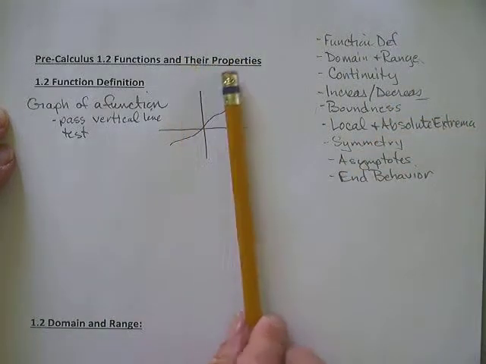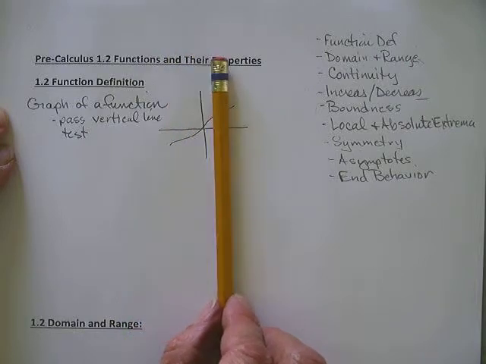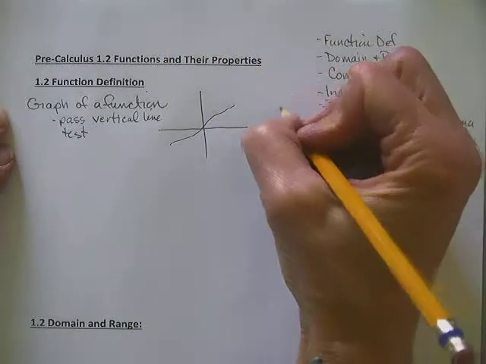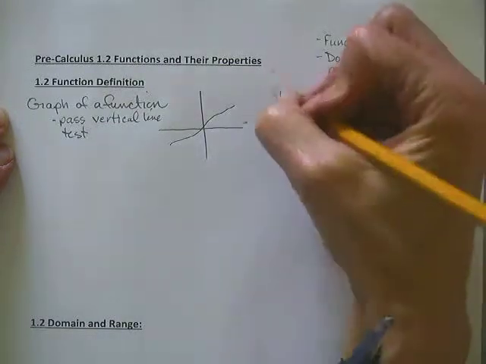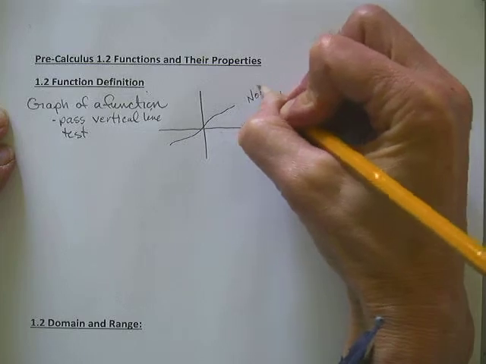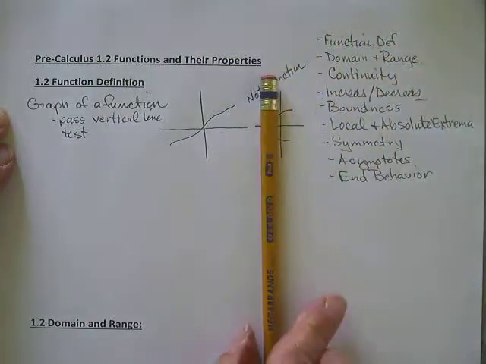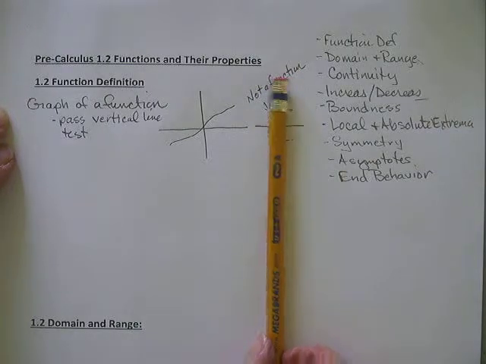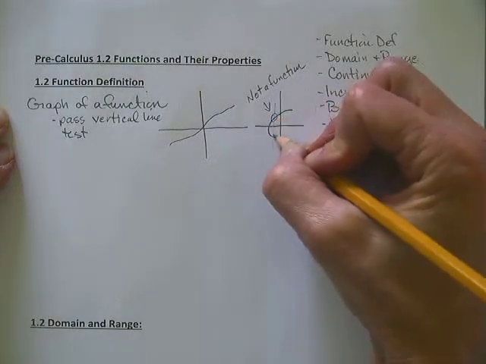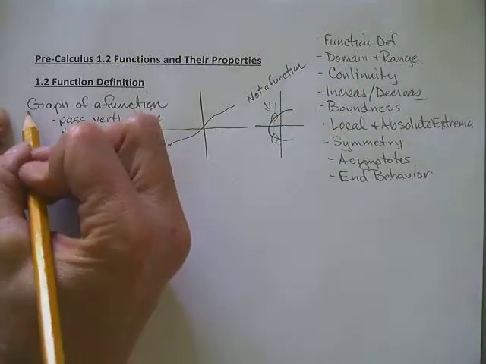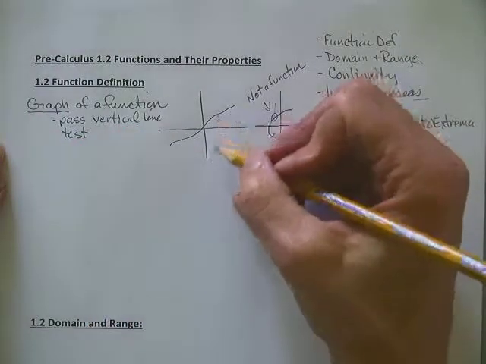Okay? This is an example of a function. If I lay my pencil down at any point, it passes through the graph one time. That's the vertical line test. This is not a function, because if I lay my pencil right there, it will pass through the graph in two places, here and here. That just means it's not. That's how we look at it graphically.